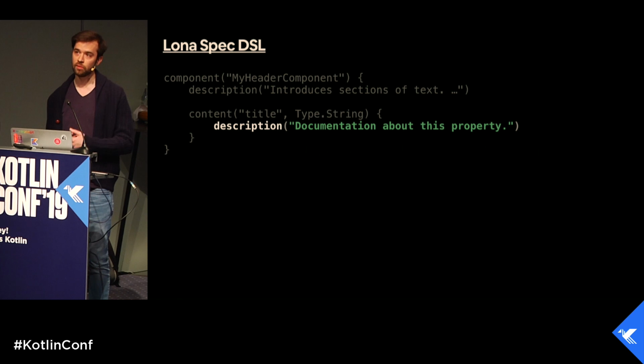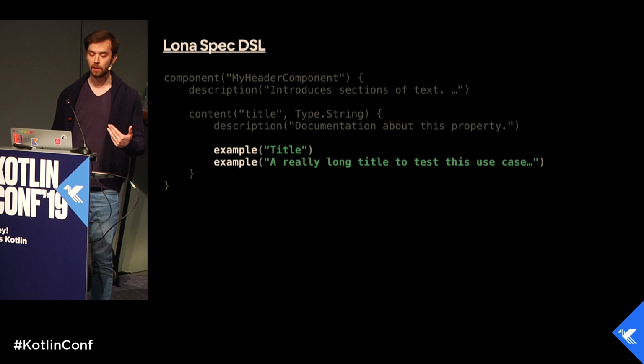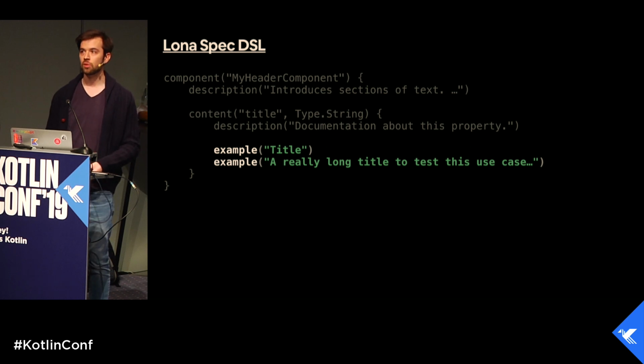Content properties also have type-safe builders, and so we can provide a property description, also for documentation purposes, as well as one or more example values. And we've made adding at least one example value per component property mandatory, and there's a runtime check which enforces this. And that's because we use these values to do property-based testing, and I'll talk a little bit about that in just a few minutes.